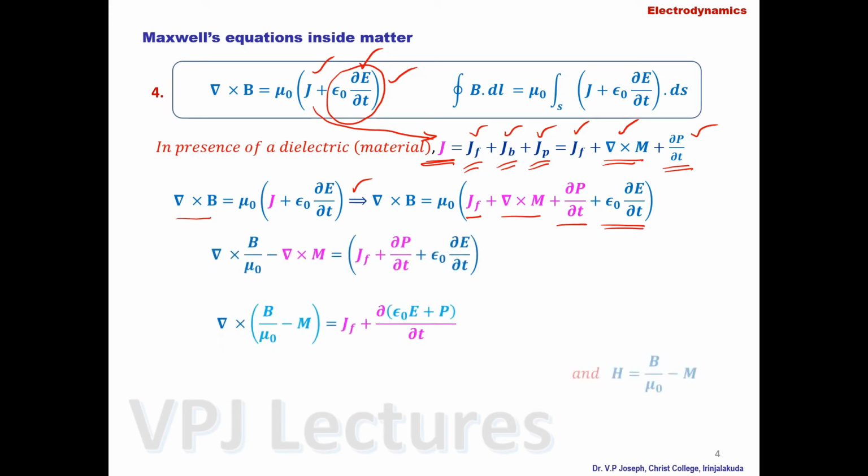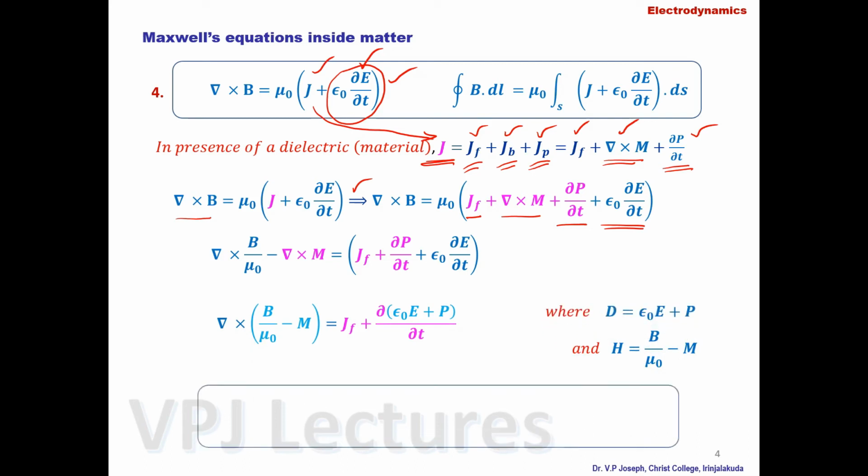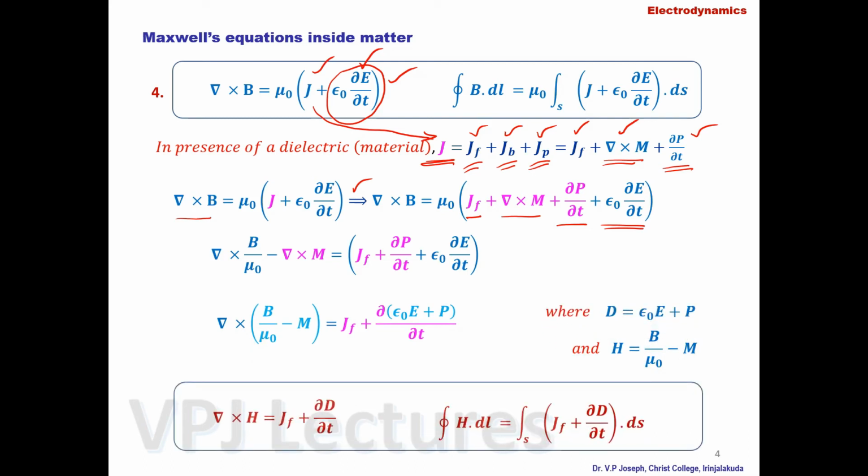Now bringing the mu 0 term to the left hand side, this equation becomes del cross B by mu 0, and also we are taking the del cross M term to the left hand side, that is del cross B by mu 0 minus del cross M is equal to JF plus dou P by dou T plus epsilon 0 dou E by dou T.